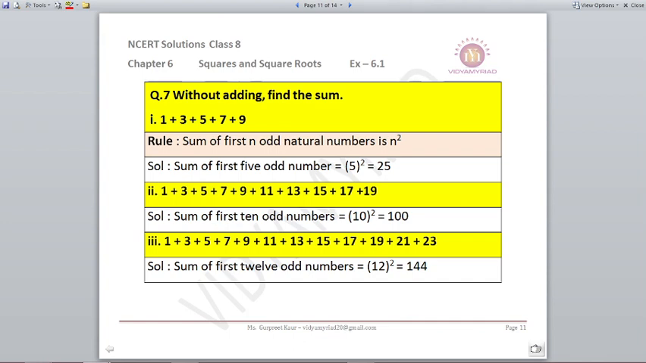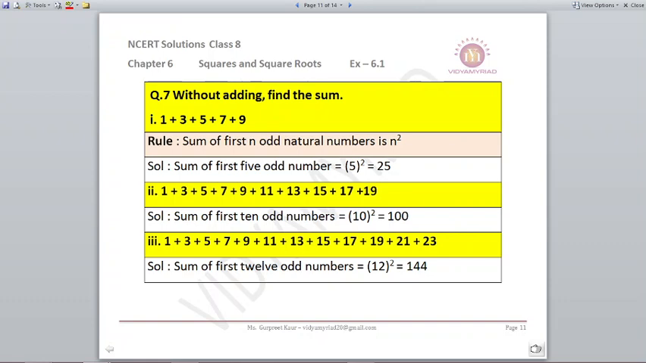Without adding, find the sum. This is very simple. You need to see how many consecutive odd numbers there are. If you look at the first part, we have 1, 3, 5, 7 and 9. How many total numbers are these? These are a total of 5 odd numbers.